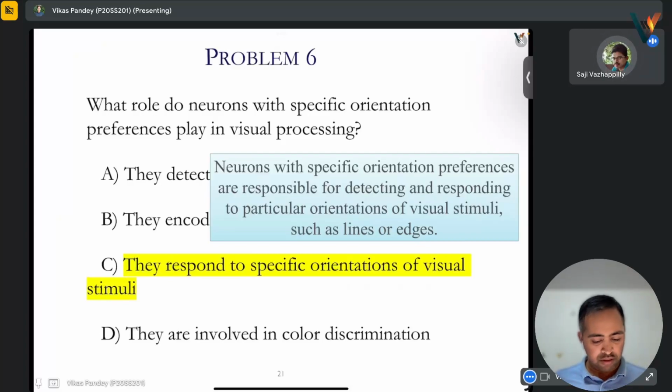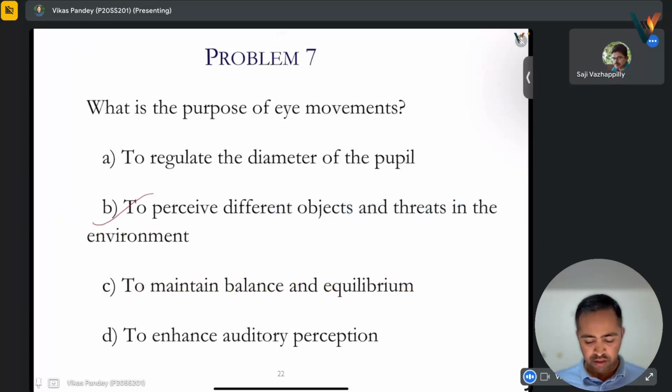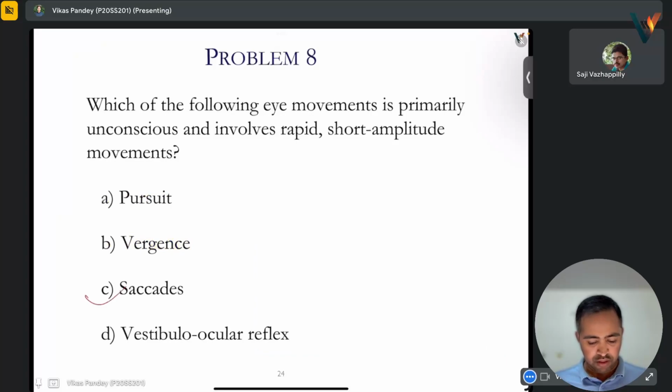What role do neurons with specific orientation play? On this we have covered.